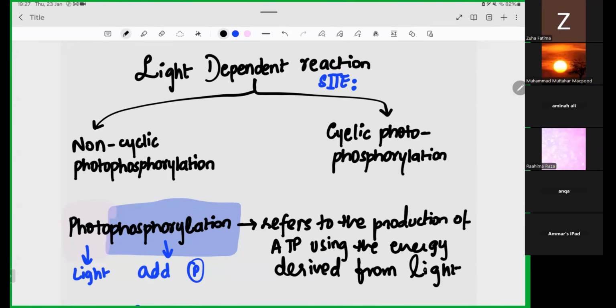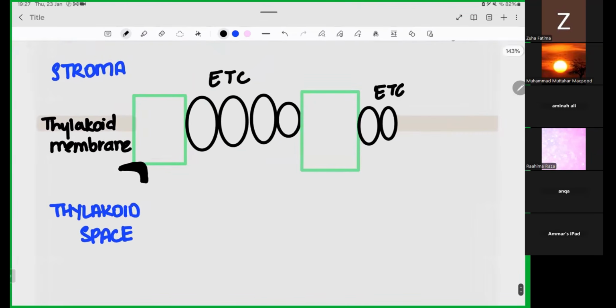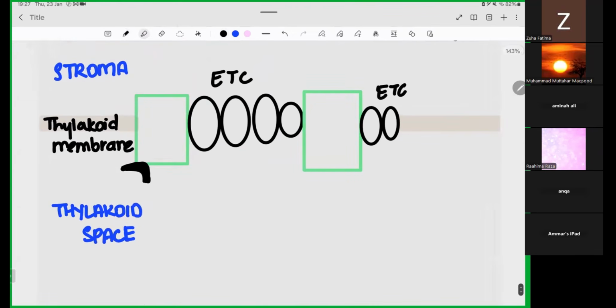Totally. Okay. Now, this is basically the thylakoid membrane. I would darken it out for you guys. Let's say this is the thylakoid membrane. This is the thylakoid space and outside we have the stroma. Now, this is an ETC, this is an ETC. There are a lot of ETC molecules present on the thylakoid membrane. There are a lot of photosystems present on the thylakoid membrane.